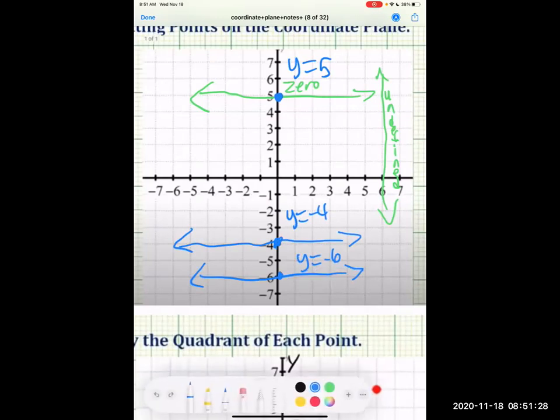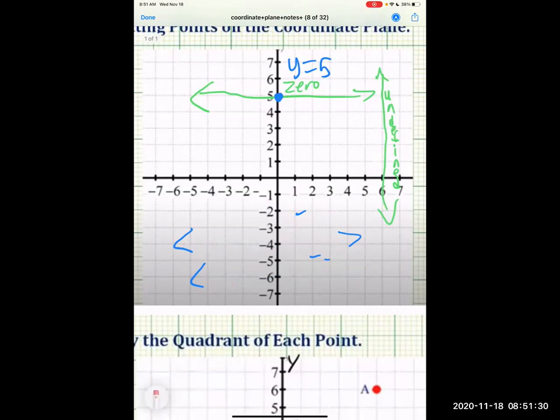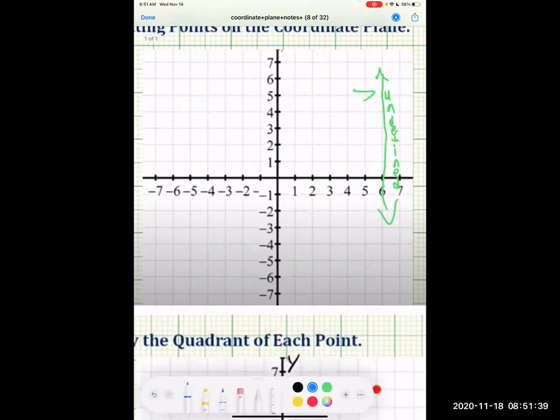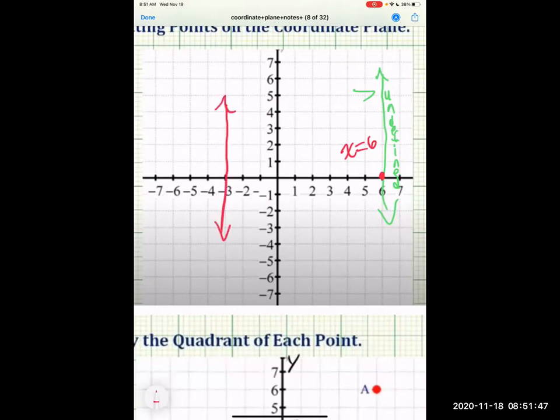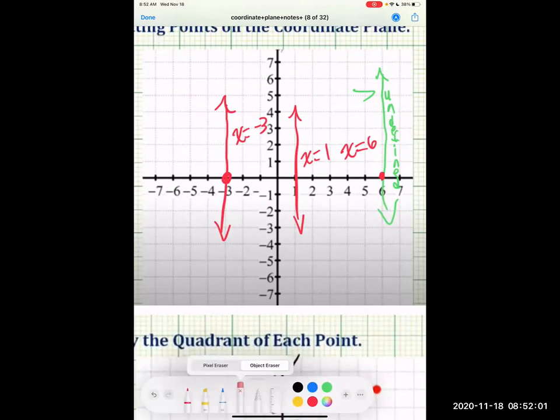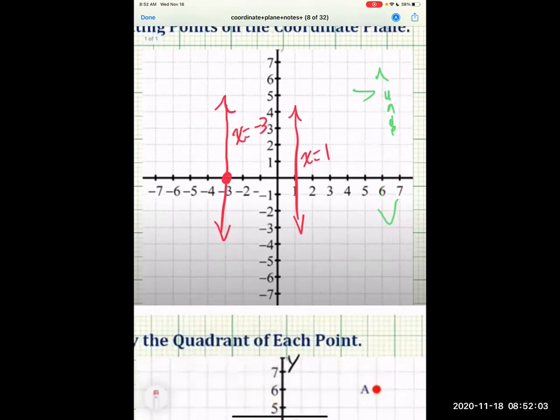For the vertical undefined lines, it's a little bit different because it's never going to cross the y-axis. So we can't say that y is equal to 6 for that one. We have to say that x is equal to 6. If we drew another undefined line, the equation for this one would be x equals -3. If I drew another one here, it would be x equals +1. So undefined lines have x equals, and zero slopes have y equals.